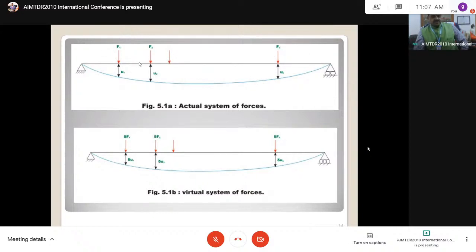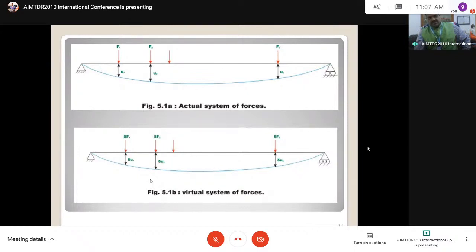Now sum up. At this point, if I need the principle of superposition, what is the displacement of F1? What is the displacement of F2, F3, Fn? You have to add all those because we are assuming linear behavior and the superposition principle. That's right. This is the actual system of forces.